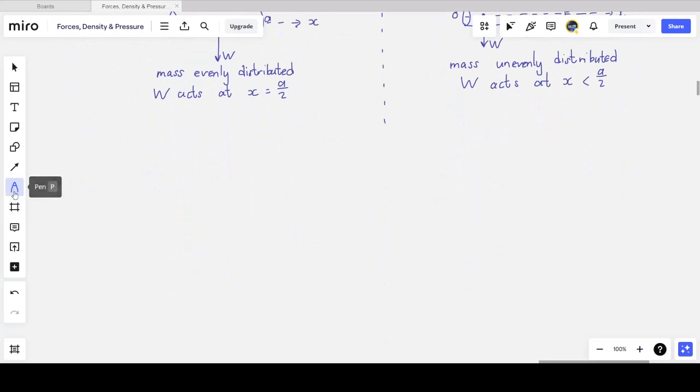So very important just to understand the concept. You don't need to know how to calculate it, but if you do, that's great. The next thing I want to talk about is the moment of a force.